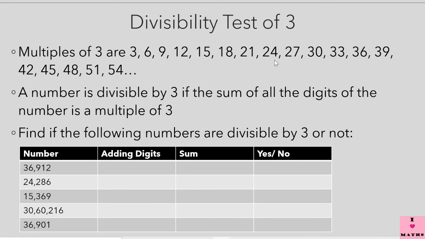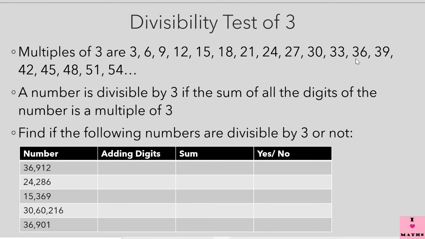2 plus 4 is 6. 6 comes in the table of 3. 2 plus 7 is 9. 9 comes in the table of 3. So what am I doing? A number is divisible by 3 if the sum of all the digits of the number is a multiple of 3. So children, that is the reason I was adding the digits.